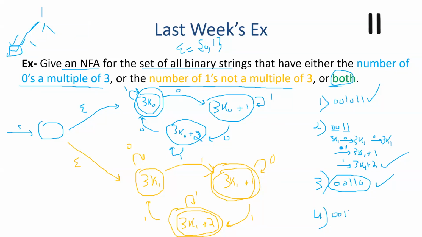Finally, the fourth case, what if both conditions aren't satisfied? So 0, 0, 1, 1, 1. This ruins both conditions. Does it get rejected? What happens? I go upstairs. Is there a multiple of 3, 0? No, so that branch doesn't work. I go down. Is there not a multiple of 3 ones? Also, no, I do have a multiple of 3, so I also reject. All the branches don't work, so I reject this one. Okay.